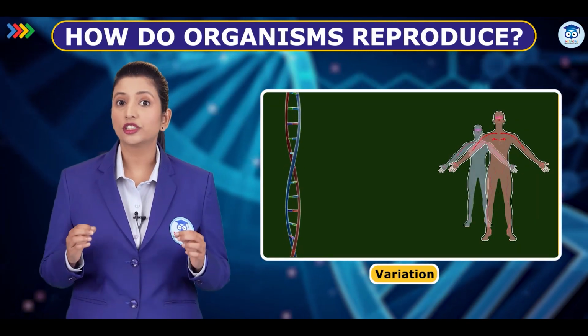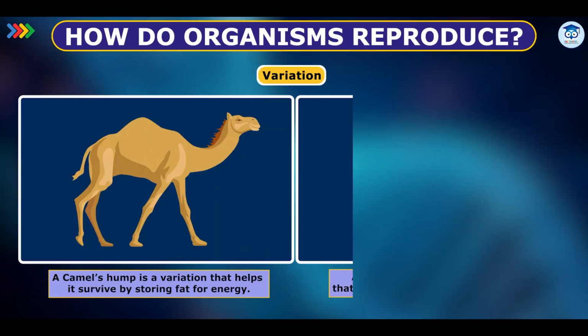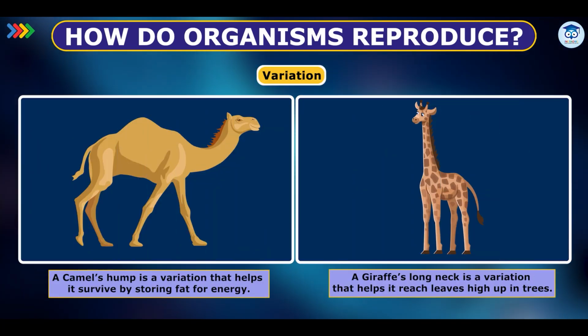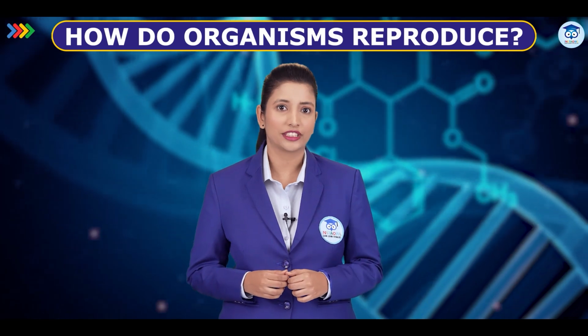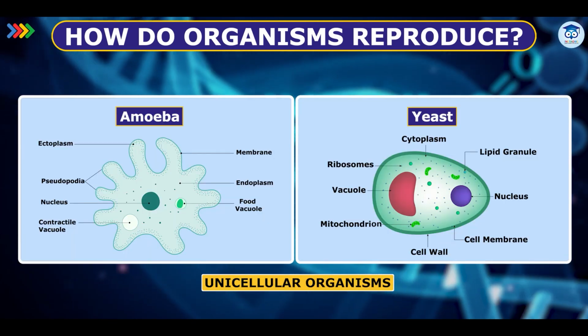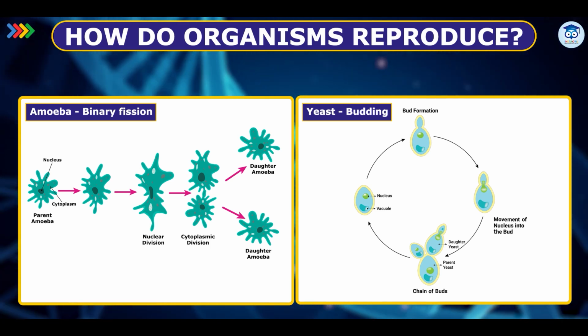Students, we know the small changes that happen during reproduction are called variations, and we have seen how they help organisms adapt and survive when conditions change. Now, let's see how some of the simplest organisms like amoeba and yeast reproduce and what methods they use to create more of their kind.